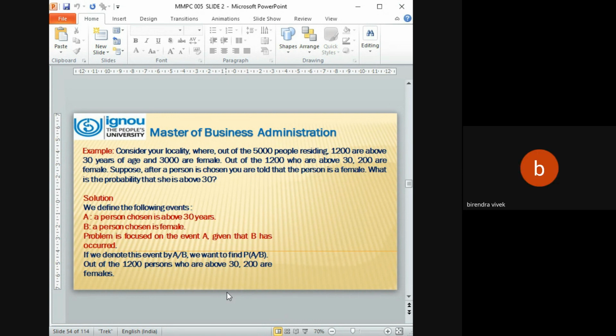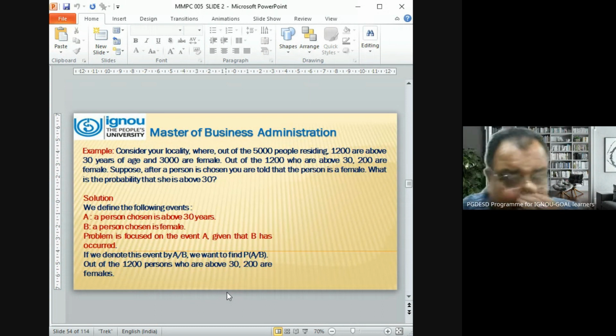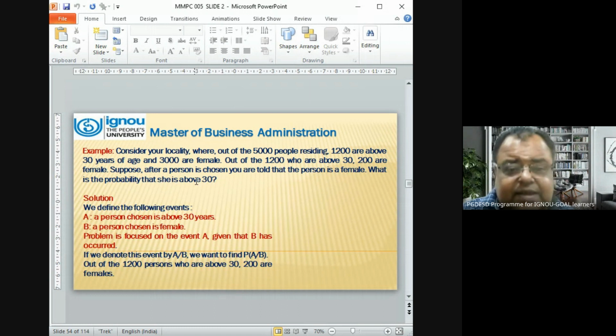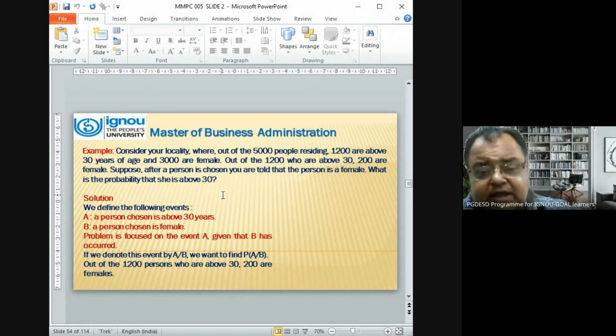Okay, sir. So what have you found? There are two events happening. First one is A: the person chosen is above 30. So P(A) is above 30, and P(B) is choosing a female. The problem is focused on event A, given that B has occurred. So mathematically that comes out to be P(A given B).